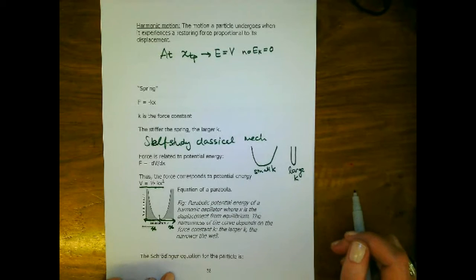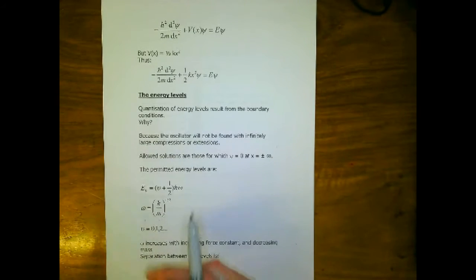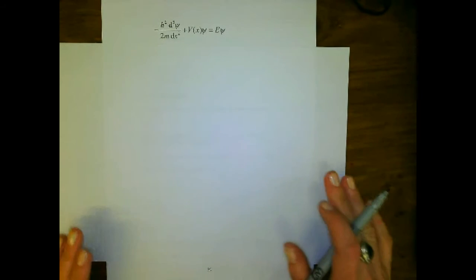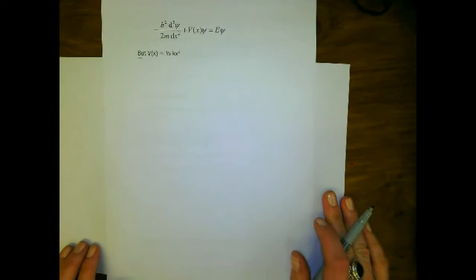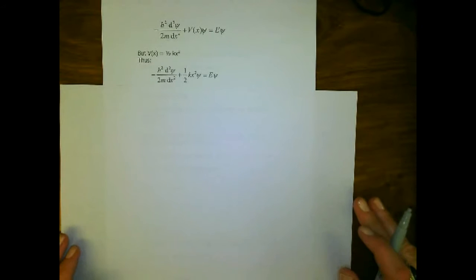So what does the Schrödinger equation for this particle look like? Well, we can start with the general form of the Schrödinger equation that you're all familiar with, and in the place of the potential energy, we just substitute half kx squared, which is the potential energy for the harmonic oscillator. And if you do that, you find the Schrödinger equation for the harmonic oscillator system.